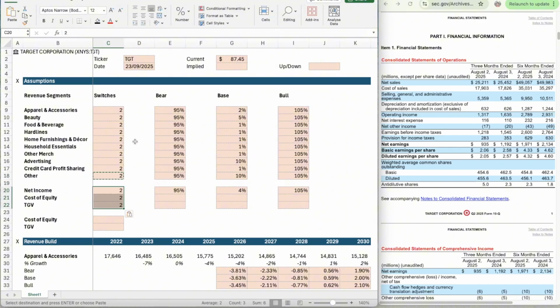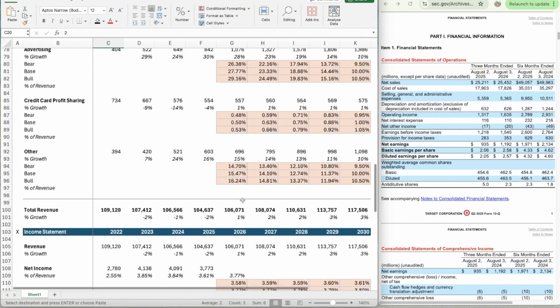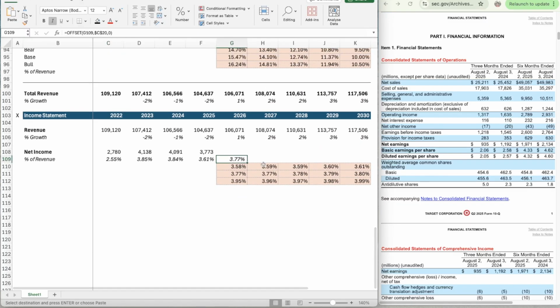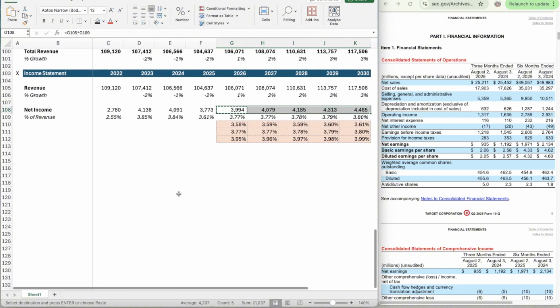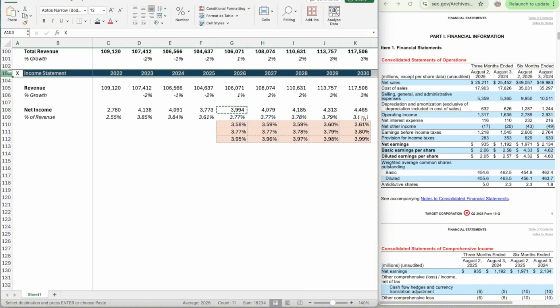You have to put your switch in for it to work. Otherwise it will just show up as 0, and then no. This equals... okay, perfect.